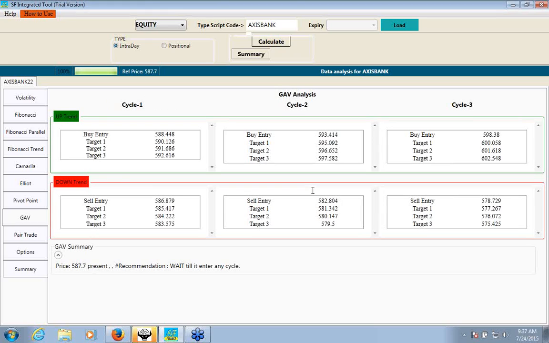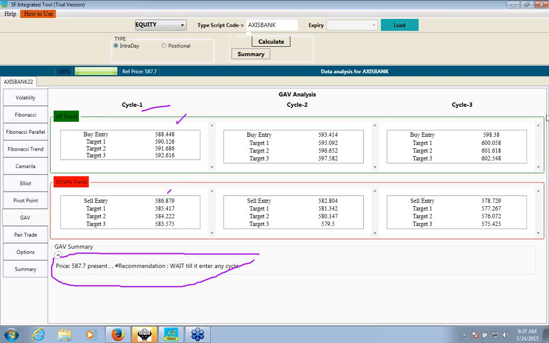So once it has calculated, as per the GAV analysis, it has told you cycle 1, cycle 2, cycle 3, all calculations are done. Then it is giving you a summary here. Price is at 587.7, recommends wait. So at 587.7, if you see, the sell entry is set at 586.87 and the buy entry at 588. In between this sell entry and buy entry, price is now.